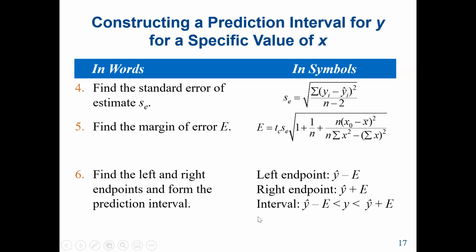Then we can find from the left to the right endpoint and form the prediction interval. If we know E, the prediction interval will be the difference of y caret and E, and also the sum of y caret and E. So the interval will be: y should be greater than y caret minus E and less than y caret plus E.